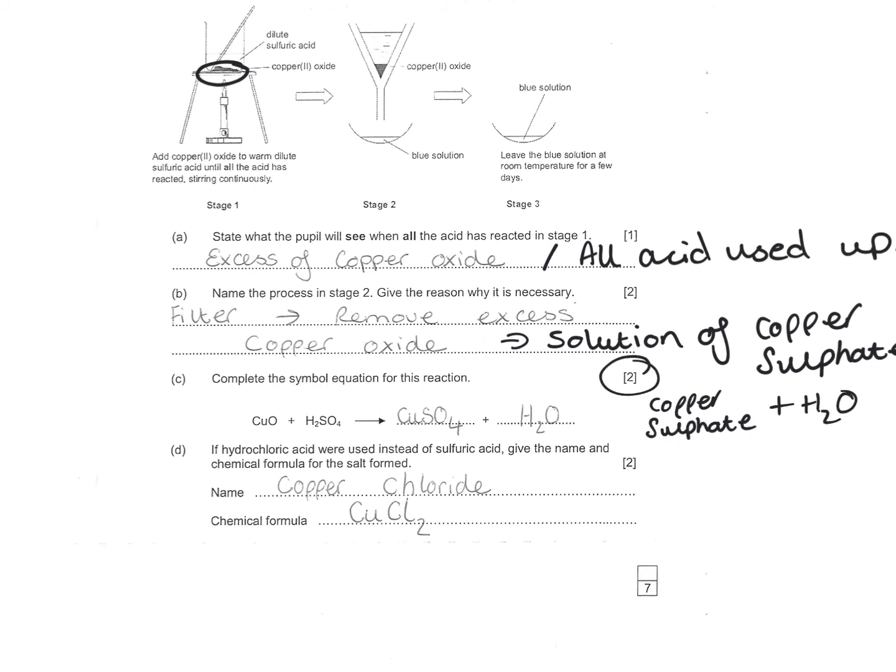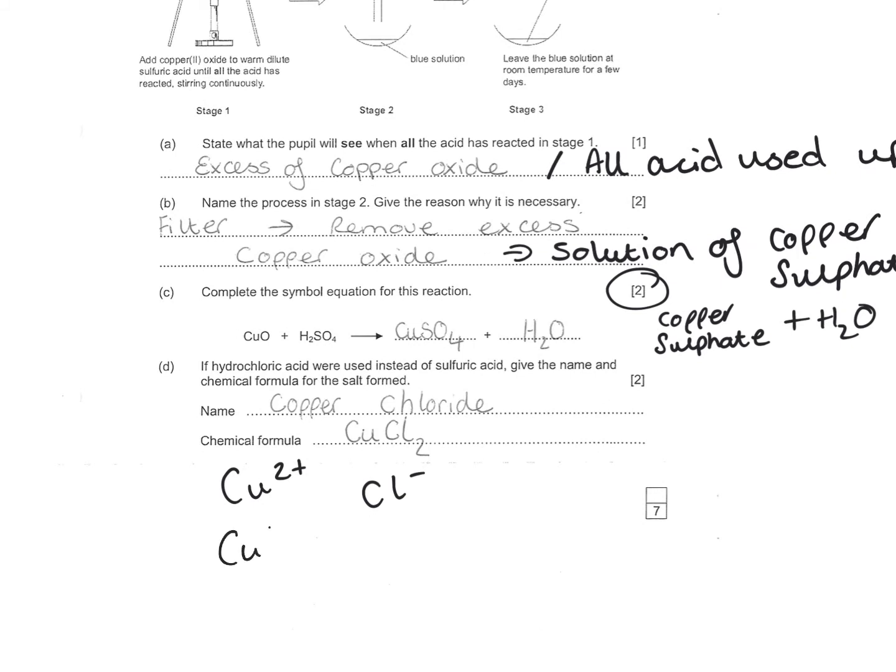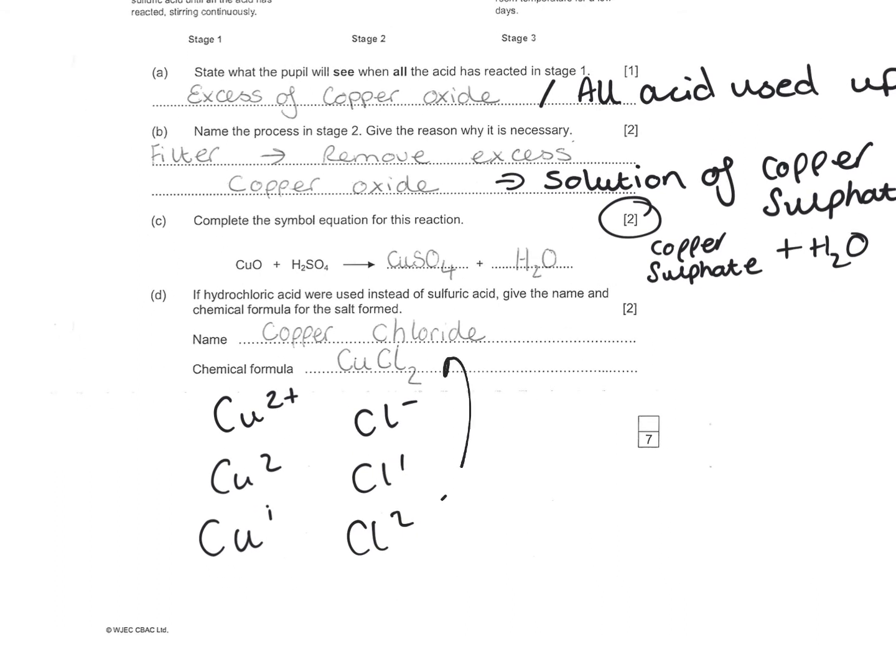Nice, 2 marks. Hydrochloric acid was used instead of sulfuric acid. Give the name. So it would be copper chloride instead of copper sulfate. And again, it would have been Cu2+ and Cl1-. You could have done Cu2, Cl1, swap them, Cu1, Cl2, and then drop them is what we got there. Again, there were 4 nice marks there. Really nice marks. We've been practicing that.